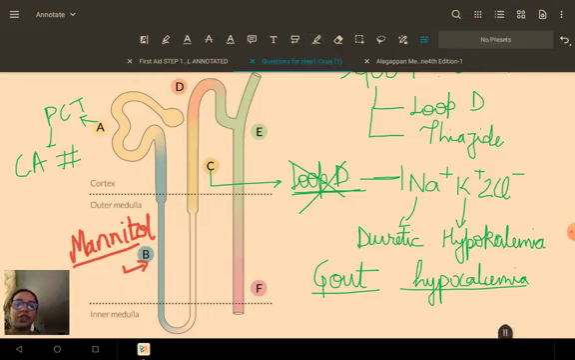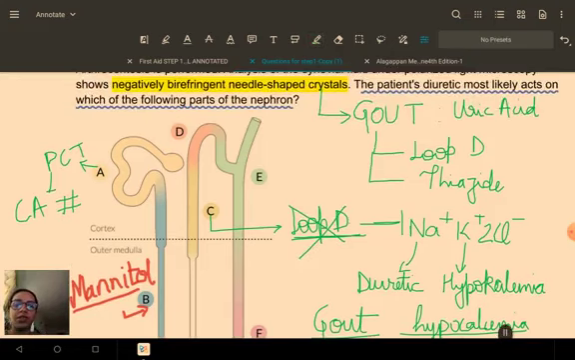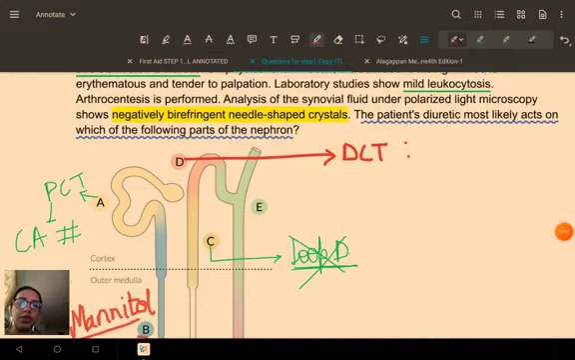Moving on to the next location, which is D. Now D is the distal convoluted tubule. So in the distal convoluted tubule, this is the location where our thiazides act. All our thiazide diuretics are going to act on the distal convoluted tubule. Thiazide diuretics have the side effects hyperglycemia, hyperlipidemia, hyperuricemia, and they also cause hypercalcemia.